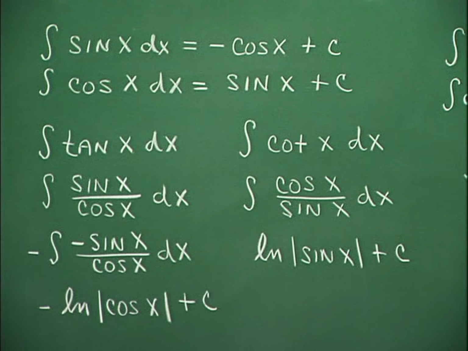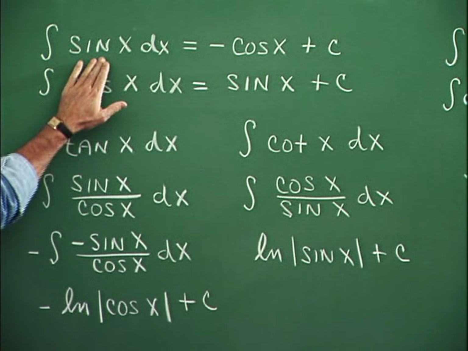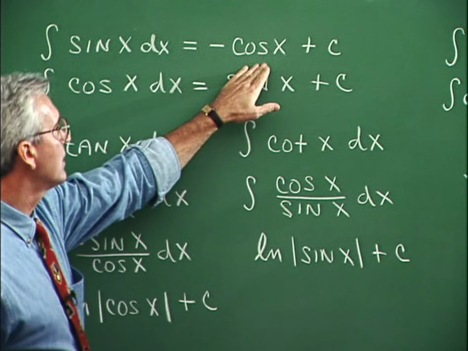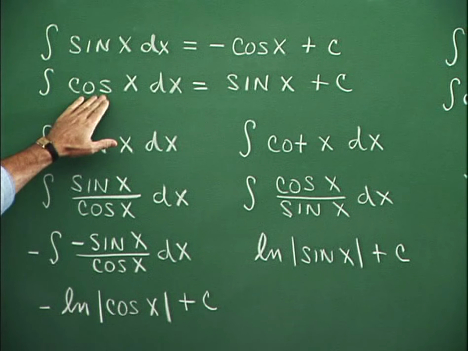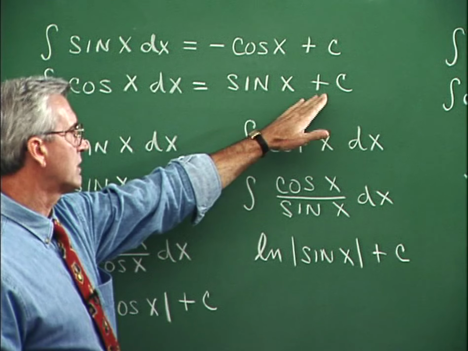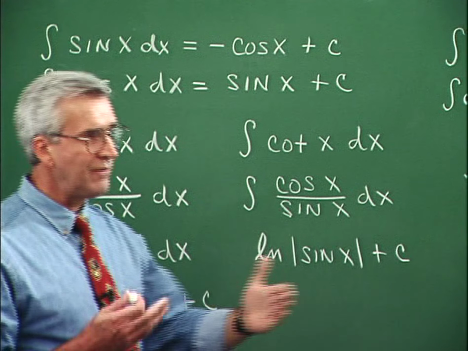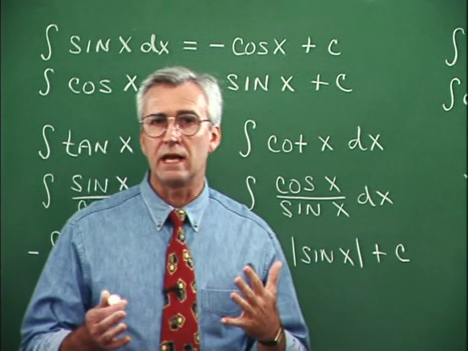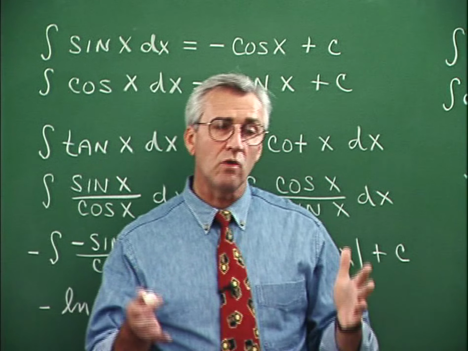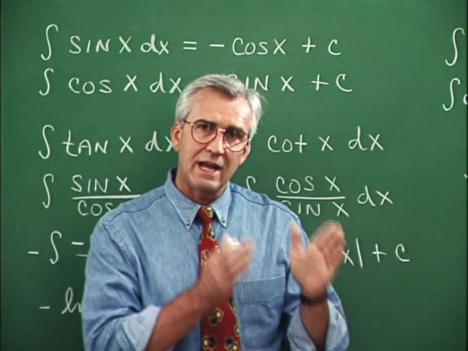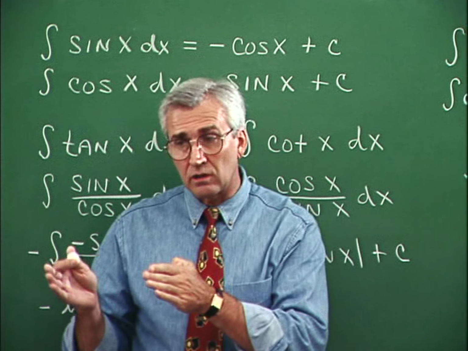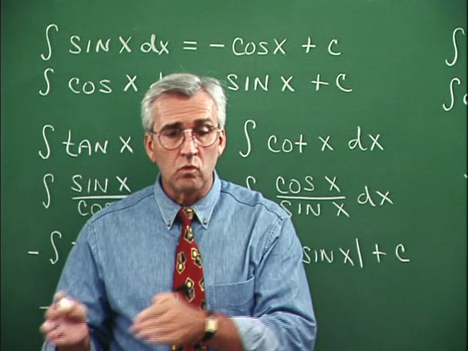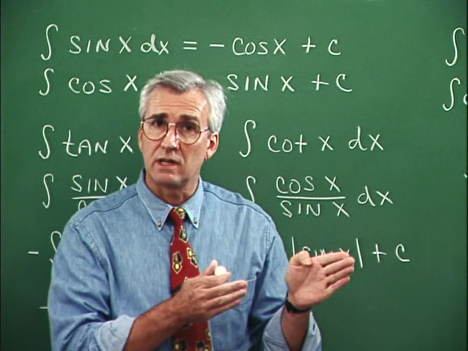Let's talk about trig functions a little bit. We already know that the integral of sine x is negative cosine x plus a constant, and the integral of cosine x is sine x plus a constant. And there are some obvious situations where the integration is rather predictable. If we know that the derivative of tangent x is secant squared x, then the integral of secant squared x would be tangent x plus a constant.